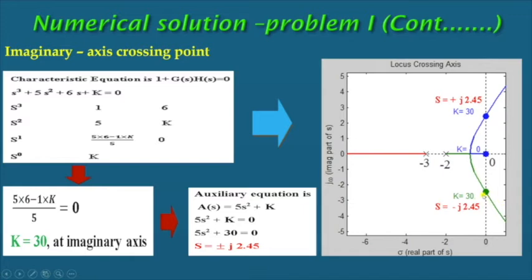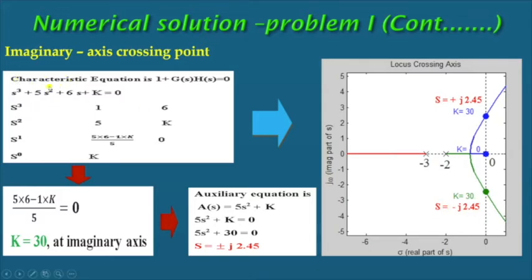This root locus crosses the imaginary axis. That means this root locus branch passes into the right hand side of the s-plane. Then the system is unstable. When the root locus is on the imaginary axis, the system is marginally stable. Then find the value of K and the value of s at the imaginary axis using the Routh array.